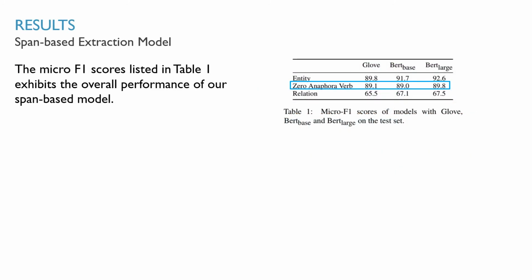Here I list the experiment results from our extraction model. The table on the right shows that our model does quite well, as it gets 89.8 and 65.5 for entity recognition and relation extraction, respectively. Our model also shows good ability in terms of detecting zero anaphora verb, as you can see in the blue box. In addition, we find that using BERT to embed tokens enhances the performance, especially when we use a large BERT model.